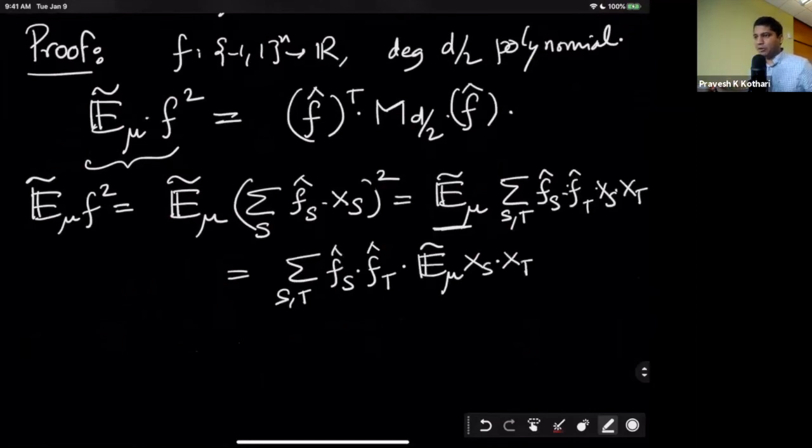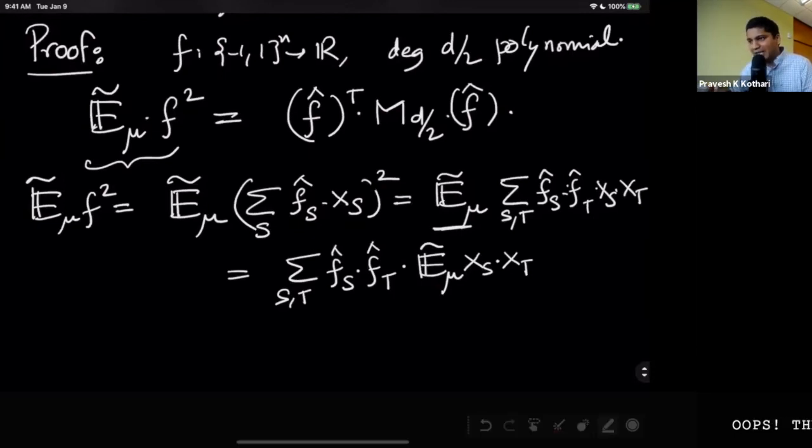pseudo expectation of xs xt. And lo and behold, we are there. If you remember, that's basically the expansion of the quadratic form of the matrix whose rows and columns are indexed by s and t, and the entries are given by the pseudo expectations of the monomial given by the product of xs and xt. Okay. Again, let me pause for 30 seconds and take questions if there are any. But this is a syntactic proof, and I want you to get used to the notation here.